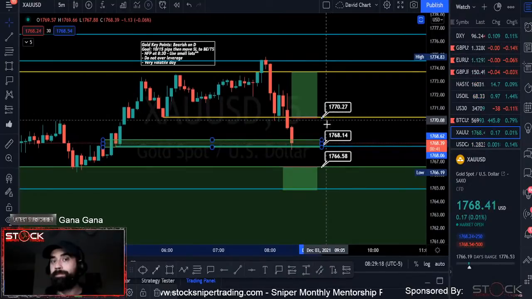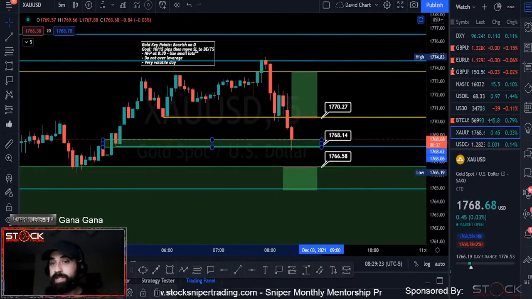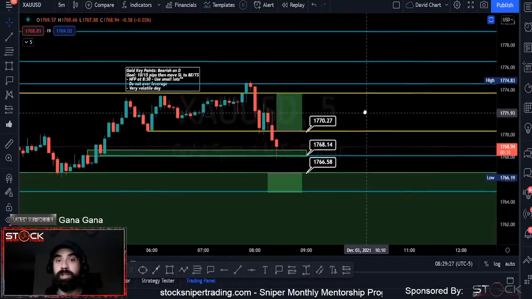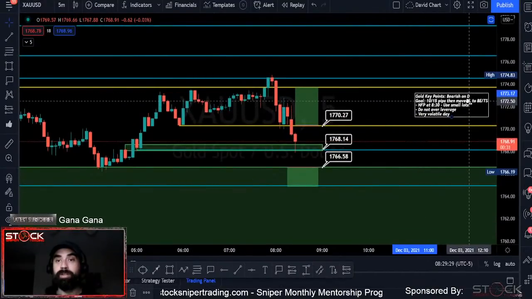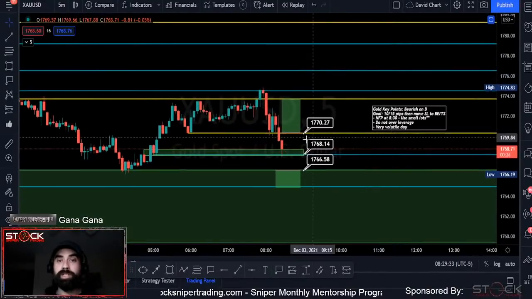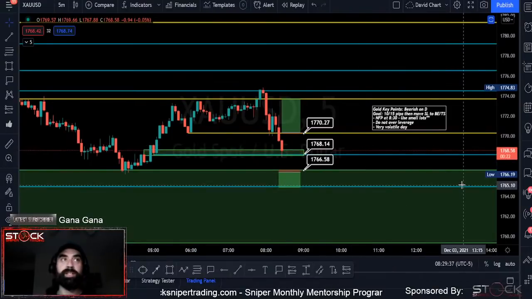Okay, if this goes down to 1766.58, this is going to be one of the most erratic candles that you're going to watch and see. So let's watch. You guys should be nervous. This is a serious candle here, guys. This is what wipes accounts. There's under 20 seconds here.